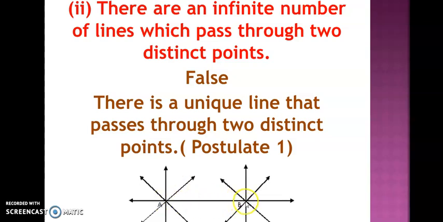A and B are the two distinct points, no? And here there is only one line AB which passes through A and also passes through the point B, no? And also through B, the line BA is the only line which passes through B and also passes through A, no? So according to postulate 1, you know that there is a unique line that passes through two distinct points. So the given statement is false. Okay, you understood, children? Shall we move on to the next statement?